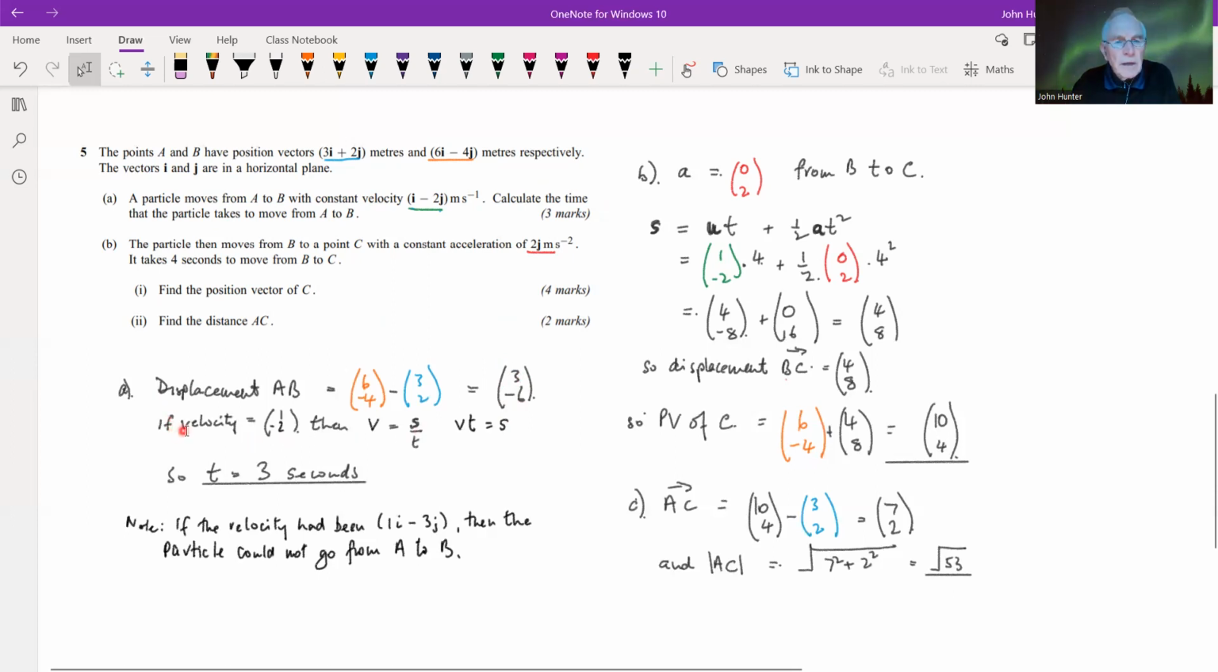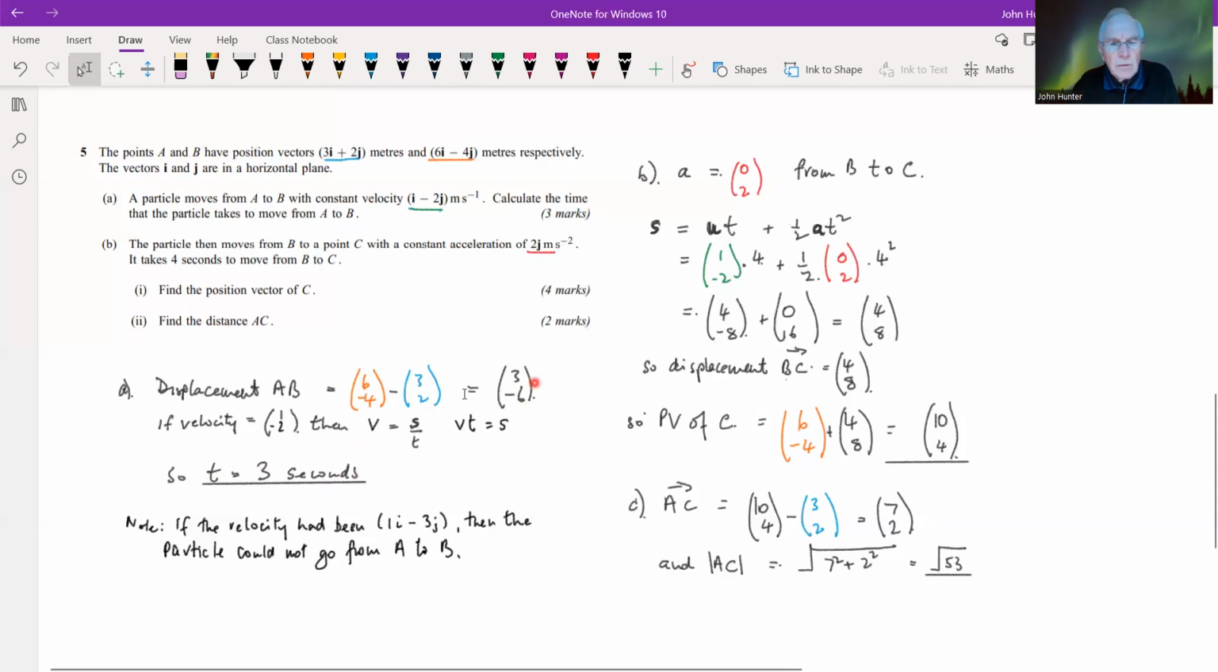Now it says that that is the velocity. Then the velocity is equal to the displacement divided by time. Fortunately, this divides exactly into that. So this into that goes 3. So the answer is 3 seconds.